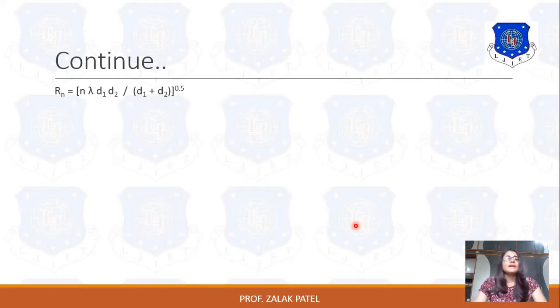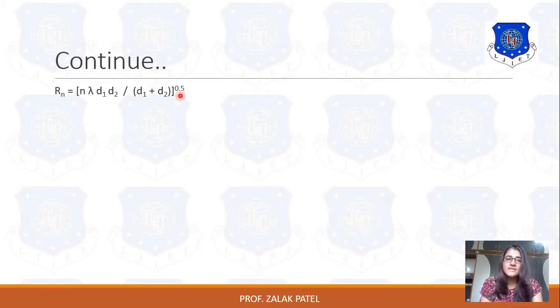We know that Rn is equal to square root of n lambda d1 d2 upon d1 plus d2. Square root of the whole thing is taken. That's why over here power is 0.5, which means square root of the whole equation. So over here n is equal to 1, because the first zone's radius is asked. Lambda we have already calculated.